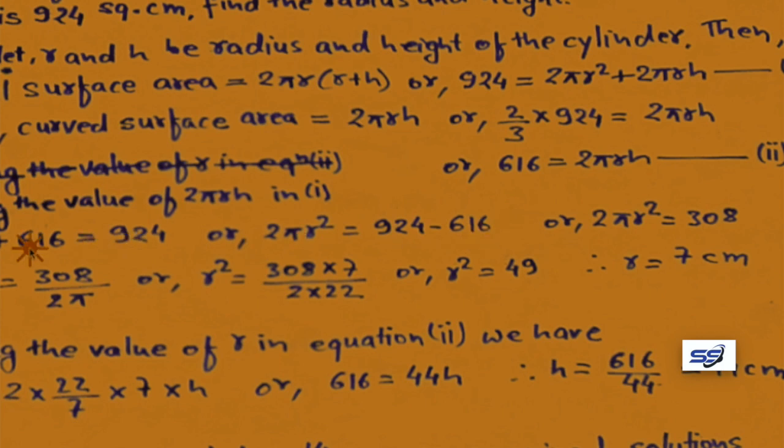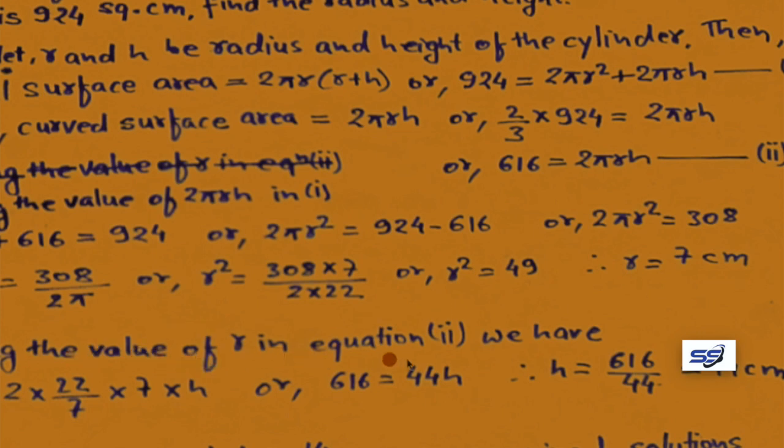Now this is subtracted from this 924, so 2 pi R square is equal to 308, or R square is equal to 308 upon 2 pi, or R square is equal to 308 into 7 whole upon 2 into 22. Our R square is equal to 49, therefore R equals 7 cm. On getting the value of R, R means radius, we will get something new.